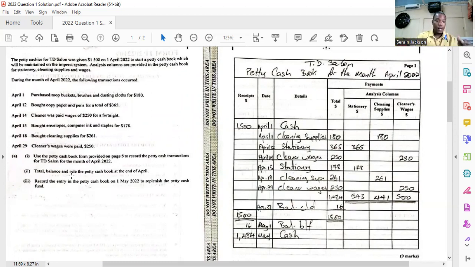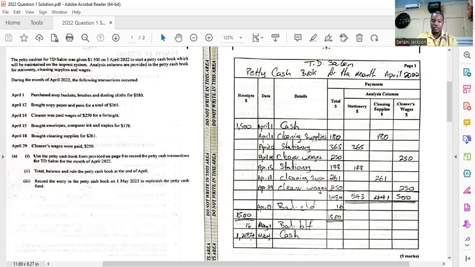And then the third requirement here says that we should record the entry in the petty cash book on the 1st of May to replenish the petty cash fund. So we're going to bring down our balance. If you have a balance carried down, we must have a balance brought down for the next month, May 1, on the debit side, because the balance carried down was on the credit side.